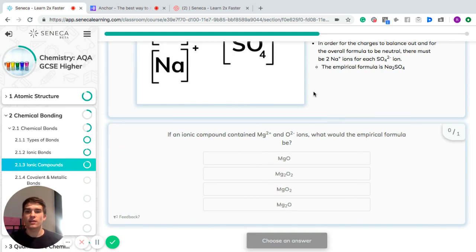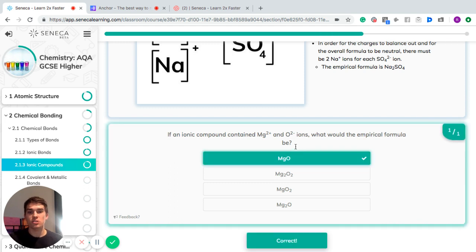If an ionic compound contained magnesium 2+ ions and oxygen 2- ions, what do you think the empirical formula would be? Well, remember, we've got to balance out those charges. If we've got a 2+ and a 2-, we can just have one of each, and that will balance each other out. So it's just MgO.